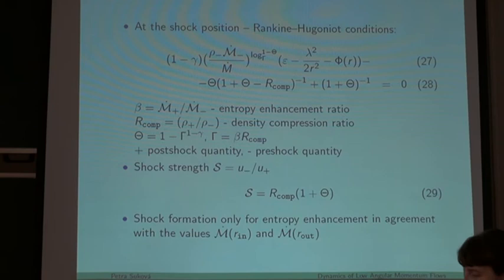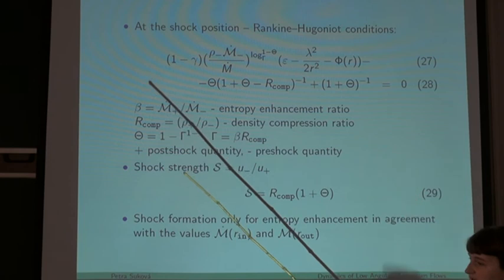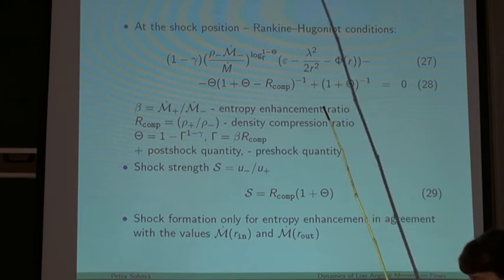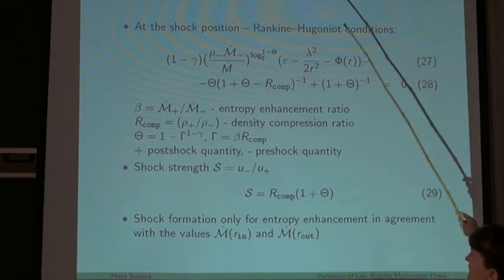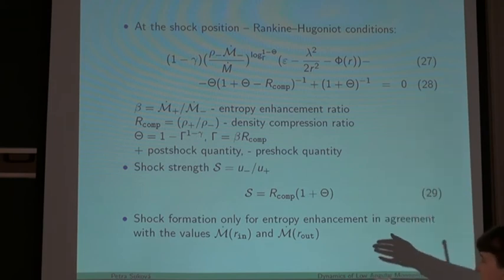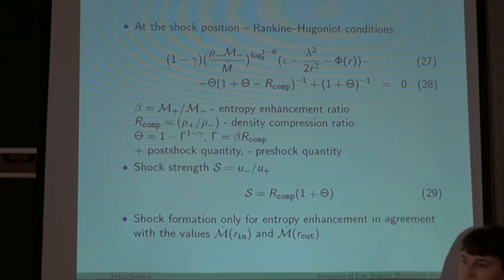We can show that even in the case that three different critical points exist, the shock cannot form at every radius. The shock can form only in the case that the jump of the entropy, which is caused by the standing Rankine-Hugoniot shock, is exactly the difference between the entropy rates from these two branches. So we can compute this Rankine-Hugoniot condition, and if there is such a radius where the jump condition agrees with the values of the entropy accretion rates for the two sonic points, the shock can form in the flow.